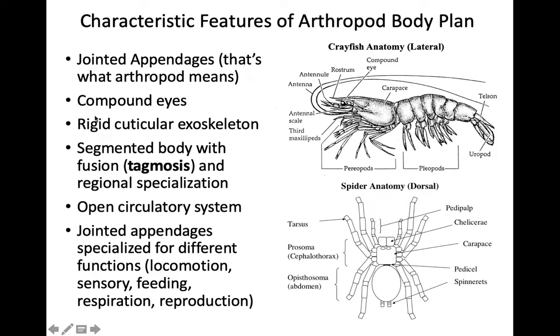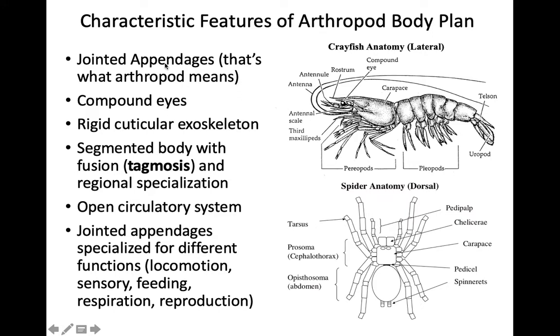Okay, and we see that here it is in a crayfish. All right, but they also have jointed appendages. In fact, the word arthropod means jointed appendage. And here we again see jointed appendages in this crayfish, or jointed appendages in this spider.